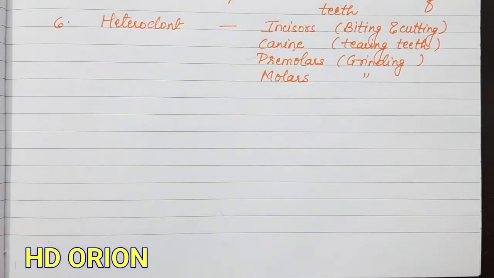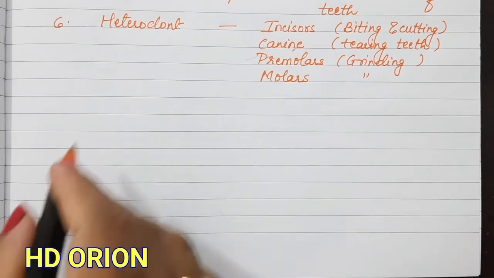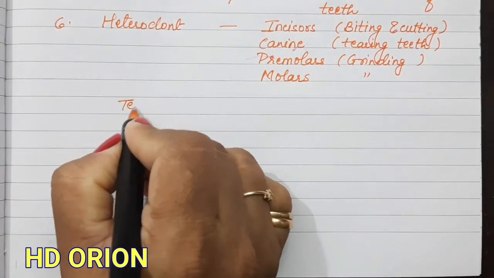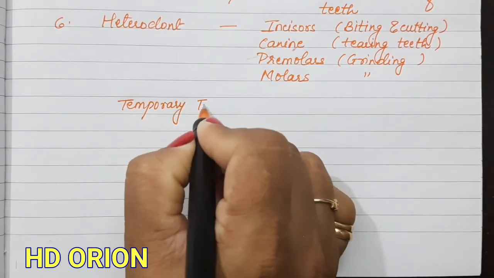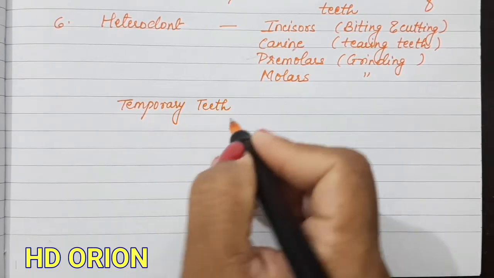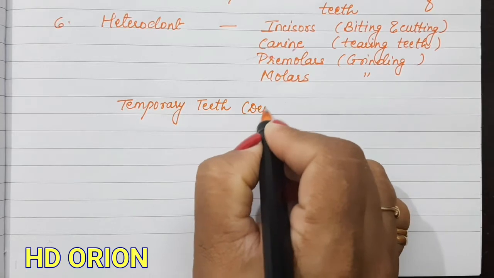Let us see the dental formula for both the sets of teeth. First we will take the temporary teeth. The dental formula for temporary teeth.